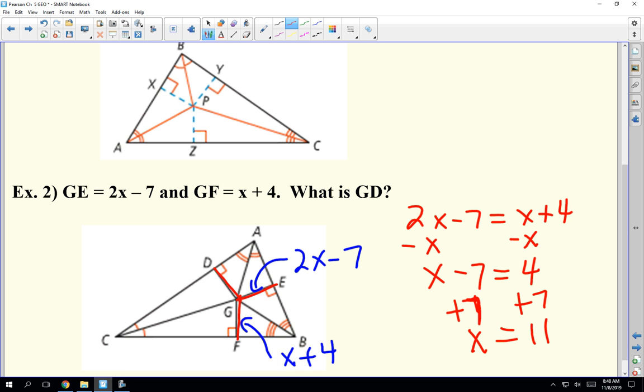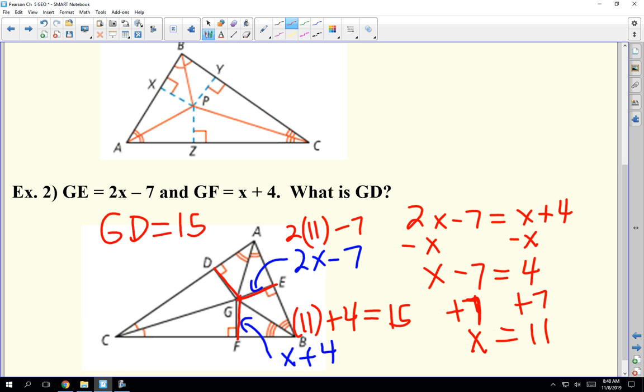So the length of GD is going to be whatever the lengths of those other two is. So you just plug it in. 22 minus 7 is 15, or 11 plus 4 is 15. If you just plug in the 11 for one of these, either here or here, you get 15. So GD is equal to 15.